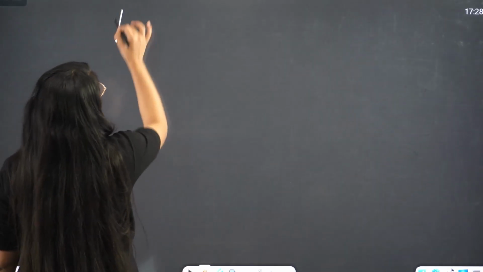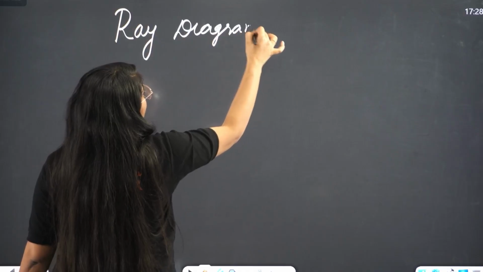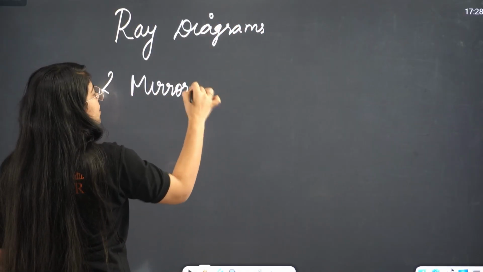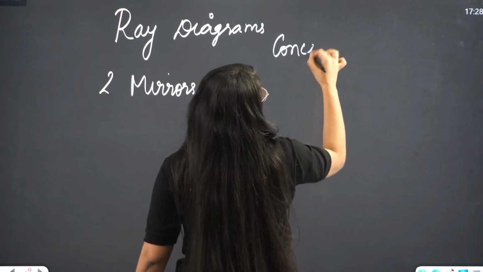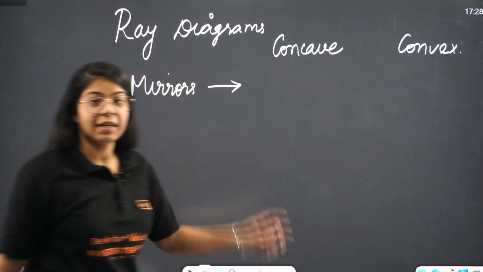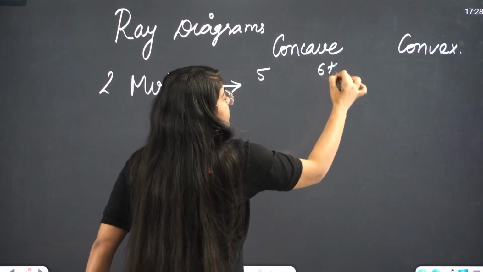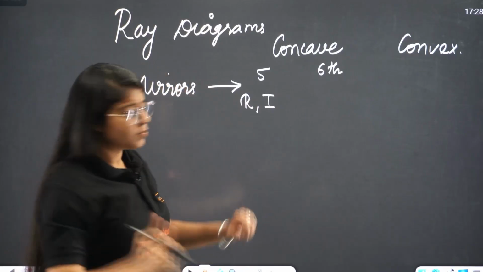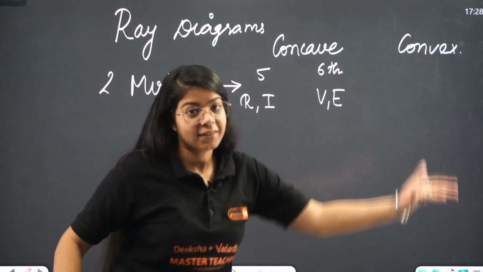Now, one thing you have to revise is your ray diagrams. In the ray diagrams, we basically have two cases of mirrors, right? Those are concave mirror and convex mirror. Now, one very important thing you have to remember: in concave mirror, we have 5 cases and a 6th case. In the 5 cases, the image is always real and inverted and of all sizes, and the 6th, it is virtual and erect behind the mirror.